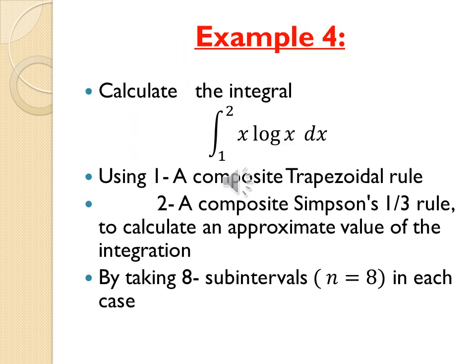Another example: integration from 1 to 2 of x log x dx. Also use both composite trapezoidal and composite Simpson third rule, and also take the number of subintervals equal to 8. So the first thing, we calculate h. What's h? (b minus a) over n. b is 2, a is 1. So 2 minus 1 over 8, 1 over 8, 0.125. We make 8 intervals.